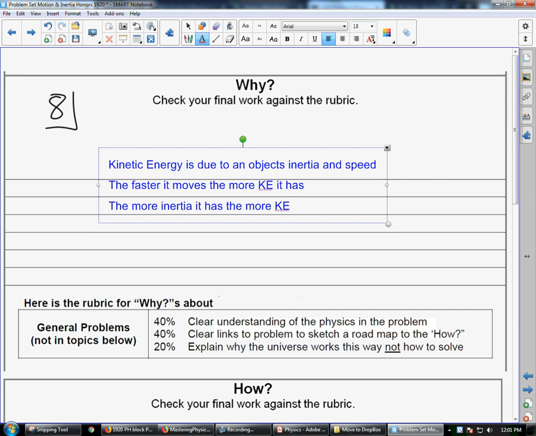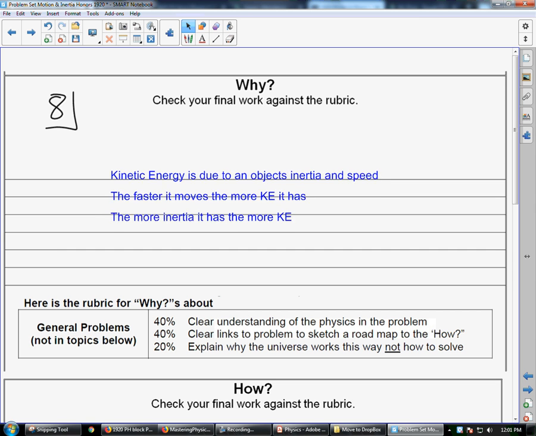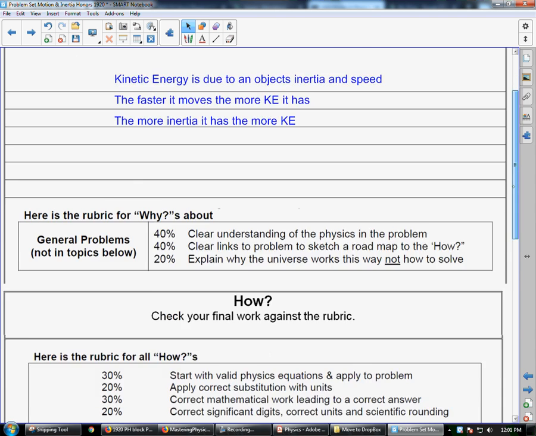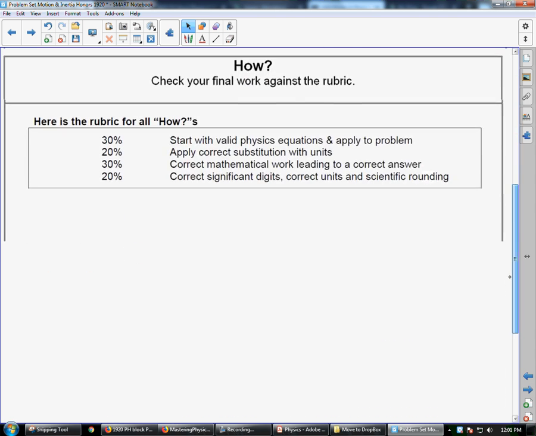That's about it for this one, because it's very straightforward. We're just using the definition of kinetic energy here. Any questions on the why? So let's move on to the how.